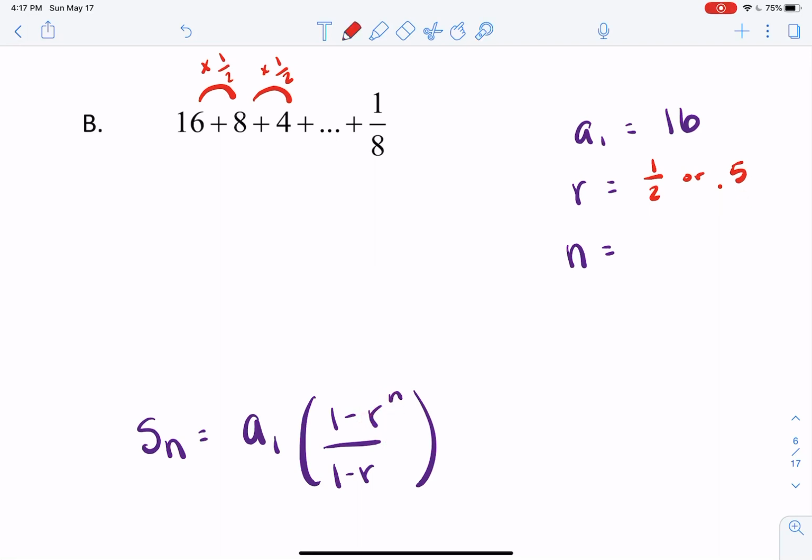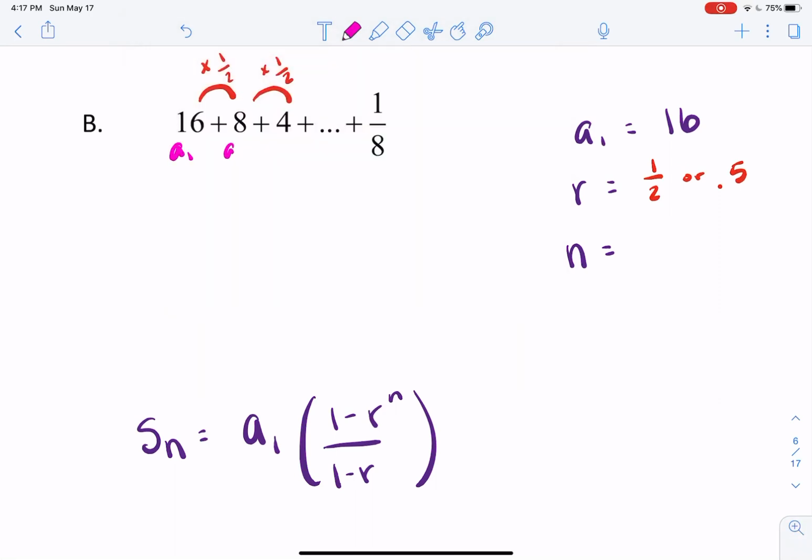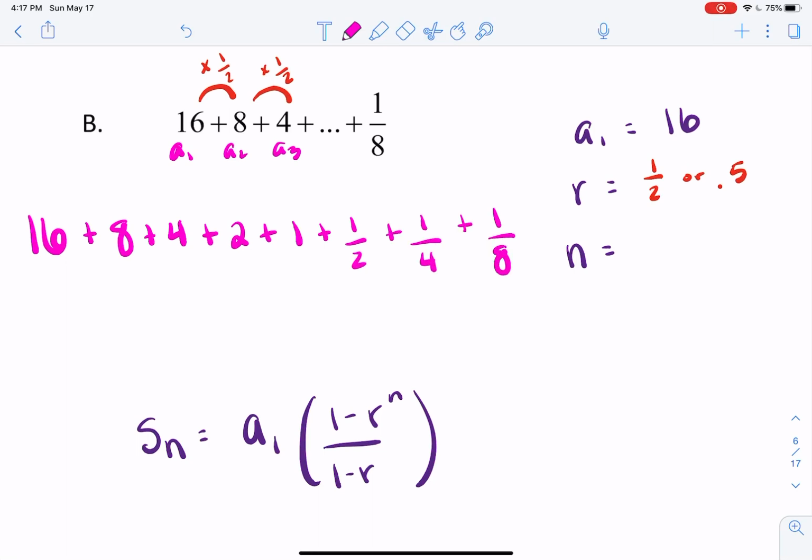And then how many terms are there? So we know that 16 is our first term, our second term, our third term, but what's 1/8? So let's find out. Okay, so we've got 16, 8, 4, okay, times a half would be 2, times a half would be 1, times a half is 1/2, times a half is 1/4, times a half is 1/8. All right, so that's 1, 2, 3, 4, 5, 6, 7, 8 terms.